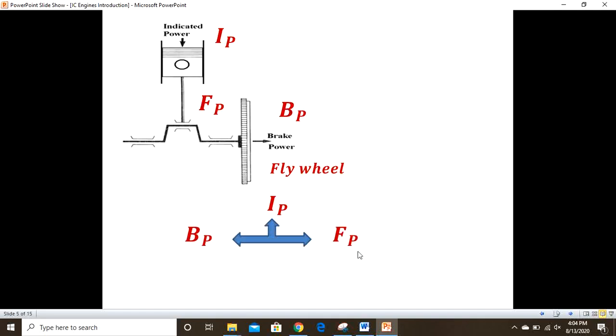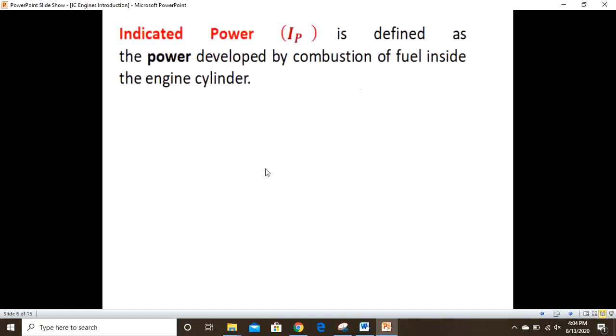One will be the brake power, another will be the frictional power. Therefore, let me explain now about the indicated power. What is indicated power? It is defined as the amount of power developed by the combustion of fuel inside the engine cylinder. Already I showed Q1 minus Q2, that is heat supplied minus heat rejection, is equal to work done. The same work done will be called the indicated power.